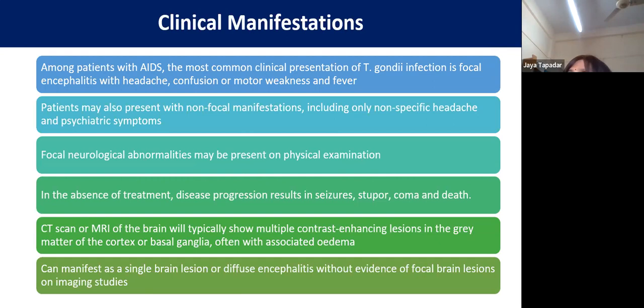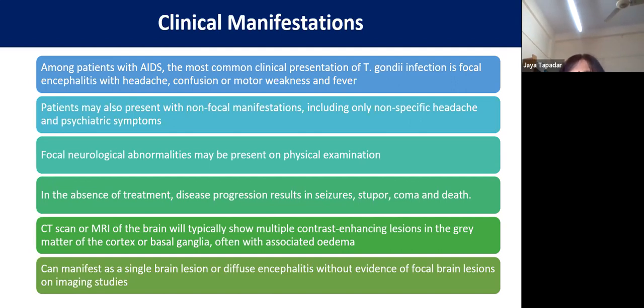So it's not an acute transmission. You get this disease when you already have that disease. Okay. Now, what is the clinical manifestation? The patient may have headache, confusion. It can present as encephalitis or it can present as focal neurological deficit, abnormalities.